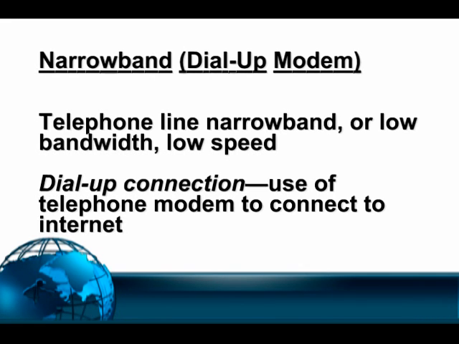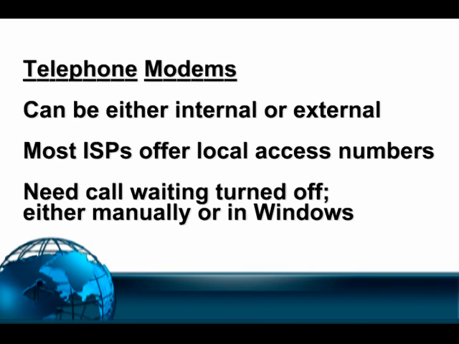Narrowband, also known as dial-up modem. Telephone line narrowband, or low bandwidth, low speed. Dial-up connection is the use of a telephone modem to connect to the Internet. Telephone modems can be either internal or external. Most ISPs offer local access numbers. You need call waiting turned off, either manually or in Windows.